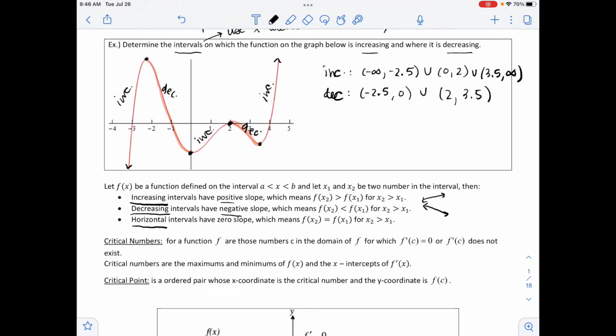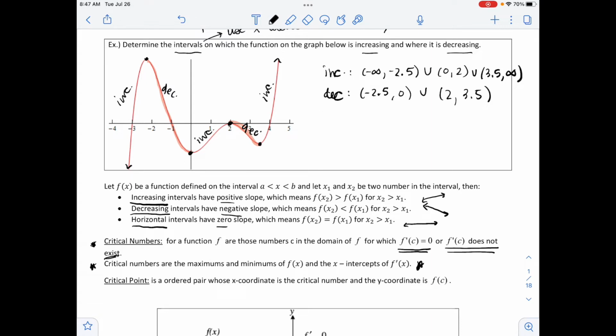And then the third one is a horizontal interval. It will have 0 slope, which means that your y values are going to be the same. So it's going to have a horizontal slope. And so the next thing that we have is what's called critical numbers or critical values. And this is going to be, for a function f, those numbers c in the domain of f for which our derivative is equal to 0 or where the derivative does not exist. Critical numbers are the maximums and minimums of f of x and the x-intercepts of our derivative. So definitely something to know here.